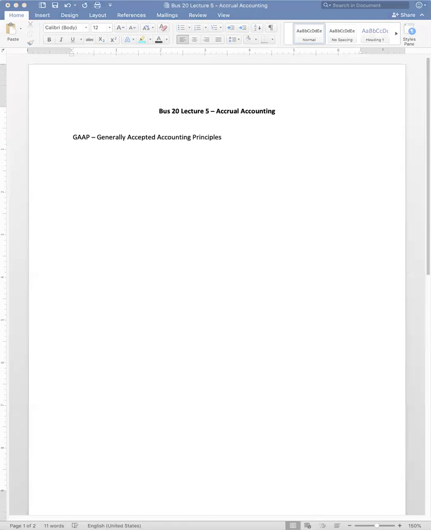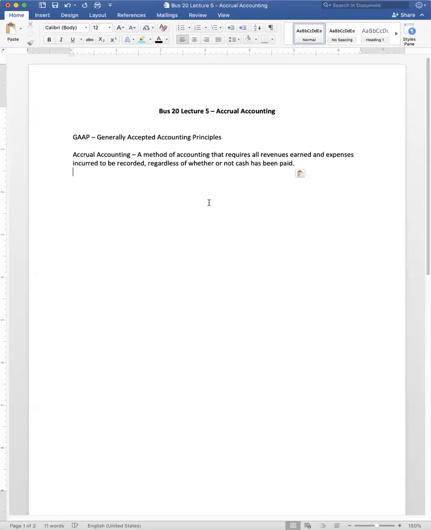Now, GAAP requires that we use a form of accounting called accrual accounting. And accrual accounting essentially means that we're going to record revenues and expenses whether or not the cash has been paid. What's important when recording revenues is that they're earned, not that we've collected the money. And what's important when recording expenses is that they've been incurred, that benefits have been used, right? Whether or not we've paid for those benefits yet. And we've seen that already through some of the transactions that we've done. We just haven't formalized it so far.